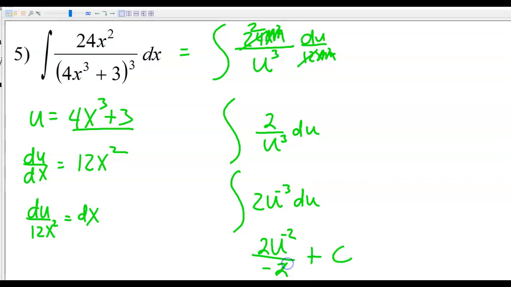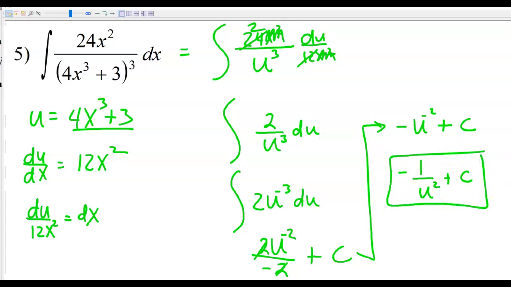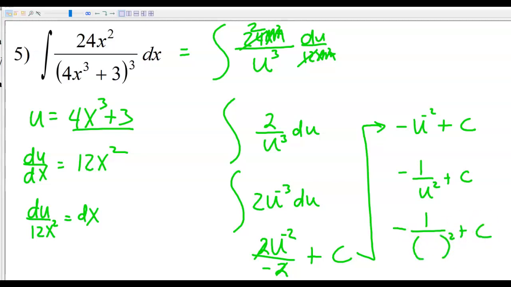So in this case, 2 goes into 2 once, but it is negative, so we're actually having a negative as a result. So negative u to the negative 2. And then also, we don't like to leave the u with a negative exponent, so what we'll do is rewrite it as a fraction. And there's our final answer for that one. Actually, you know what? That's not our final answer. I forgot the last step. The last step is to replace the u with what u equals. u equaled 4x cubed plus 3. That's my final answer.